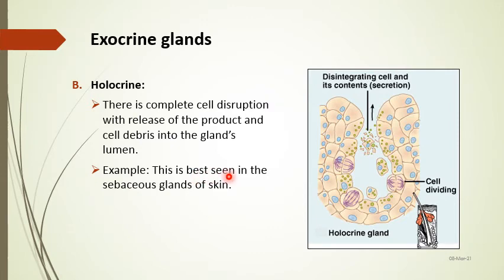Example: this is best seen in sebaceous glands of the skin. Sebaceous glands are associated with hair follicles, most commonly. Okay. Sebaceous glands are holocrine.